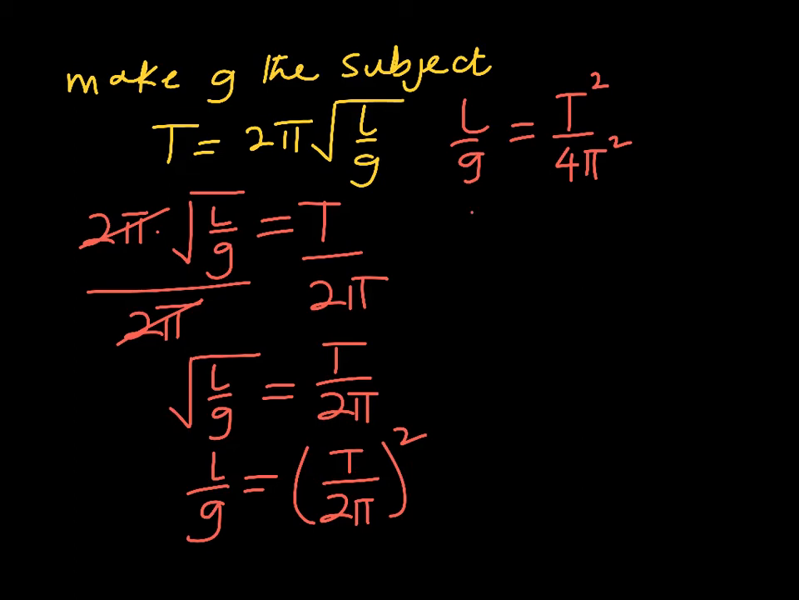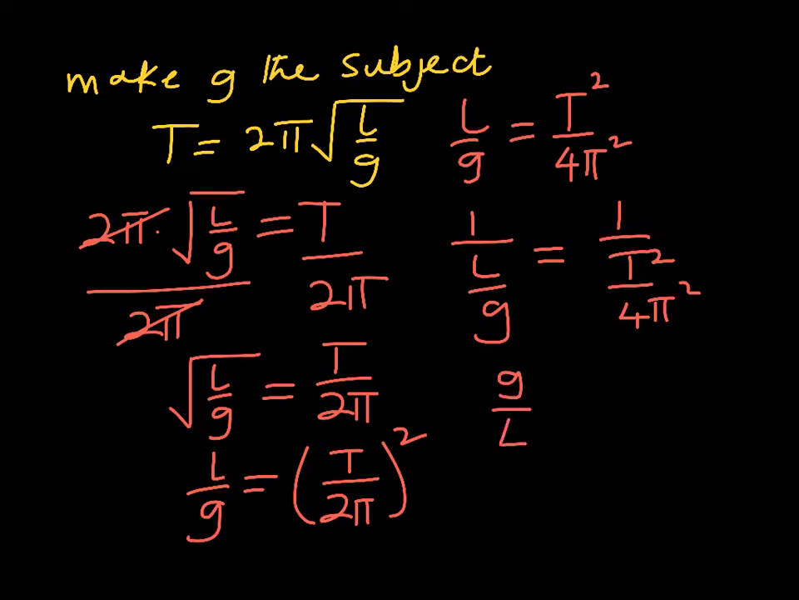So that's 1 over L over G is equal to 1 over T squared over 4 pi squared. Okay, that's the reciprocal. So if you write this, it becomes G over L is equal to 4 pi squared over T squared. Okay, so what do we do next? We want to eliminate L. How do we eliminate L?